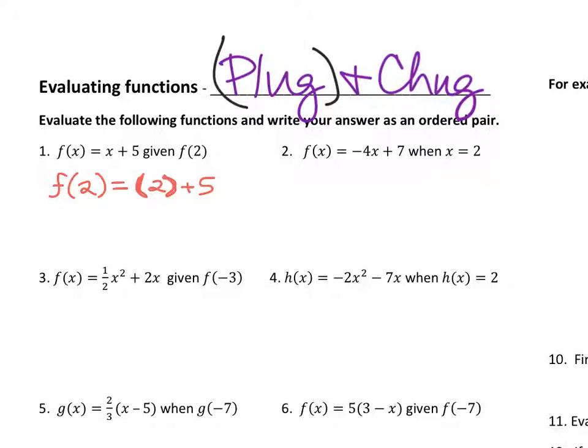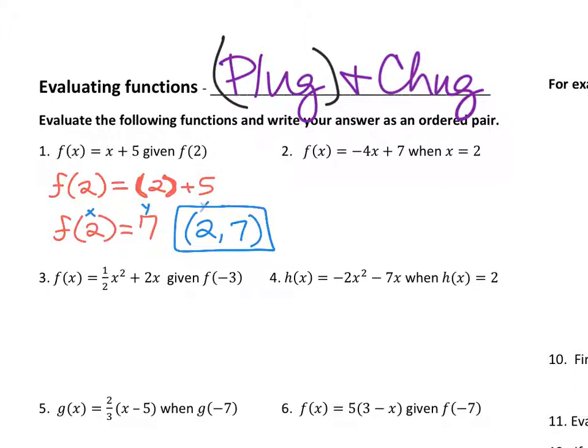It's a little extra on this problem, but I want to make sure that I never make a mistake. I just add them. So 2 plus 5 is, so we would say the function notation f of 2 is equal to 7. That's the plug and the chug. Plug is putting it in, chug is calculating it out, either in your brain or in your calculator. And to write it as an ordered pair, it's super simple because we already have our input and our output.